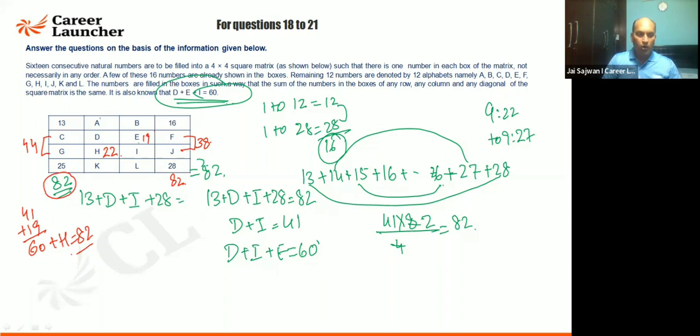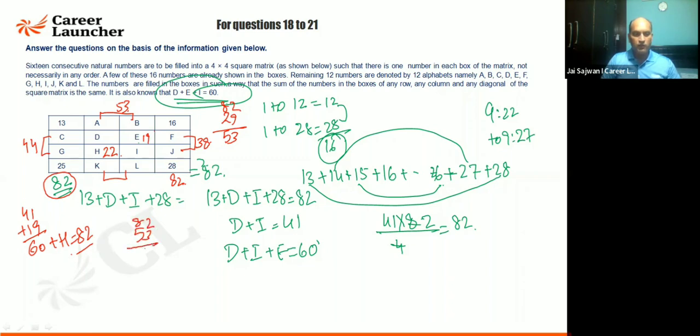Now, can I also find out the summation of these two values? 16 plus 13 is 29. Similarly, the sum of these values, 25 plus 28, is 53. 82 minus 53 comes out to be 29. So 29 is the value which is coming here.